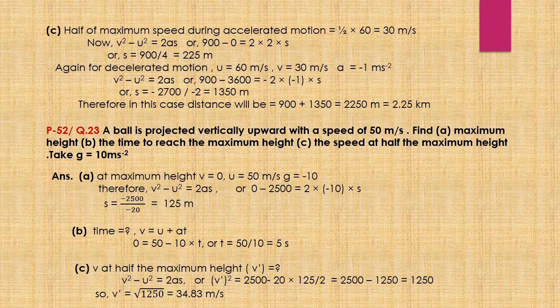For part C, v at half the maximum height, that is v dash. Using the equation v square minus u square is equal to 2as, or v dash square is equal to 2500 minus 20 into 62.5, that is 2500 minus 1250, that is equal to 1250. So v dash is equal to under root 1250, that is equal to 35.35 meter per second.